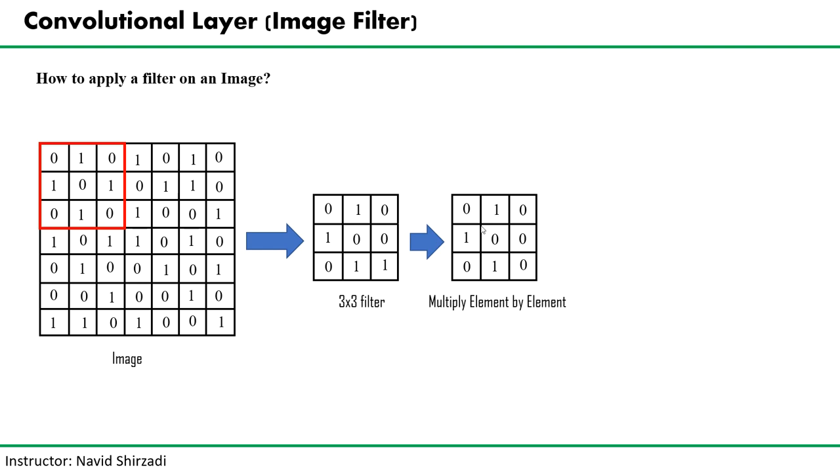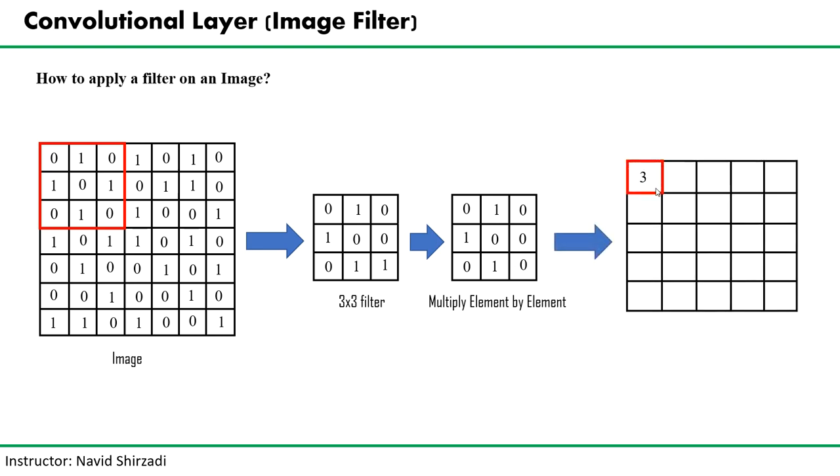For example, here we have 1, 1, 1, so the summation will be 3. We sum them up and put the result here as the first value of our filtered image. So imagine that this is our filtered image. Again, let's review that. We start from here. We put our 3x3 filter on the top left side of our image, and we multiply each element by the corresponding element of that part. For example, 0 by 0, 1 by 1, 0 by 0, and so on. It will create something like this, and then we sum up all the numbers together, and the result will be here.